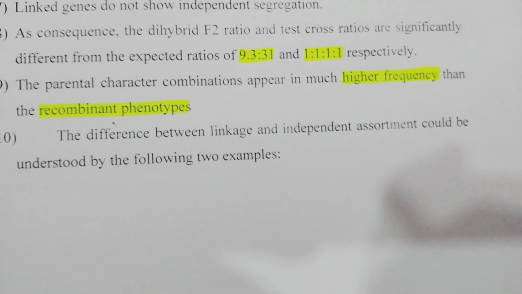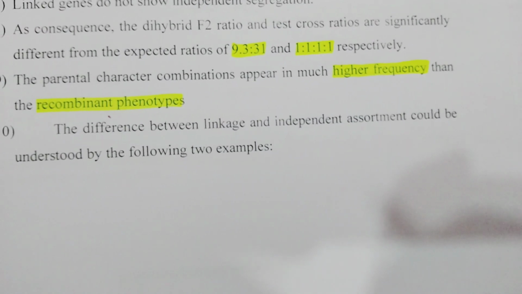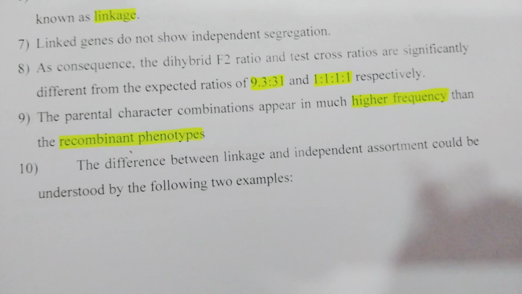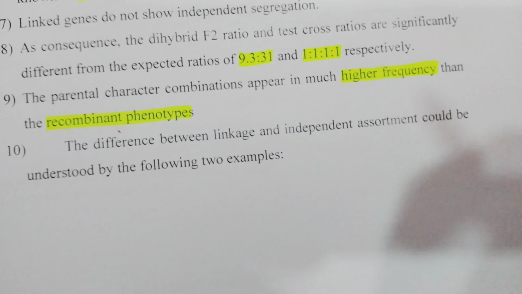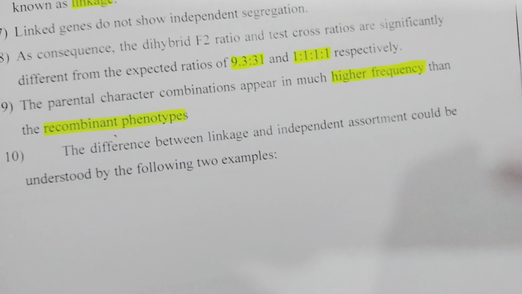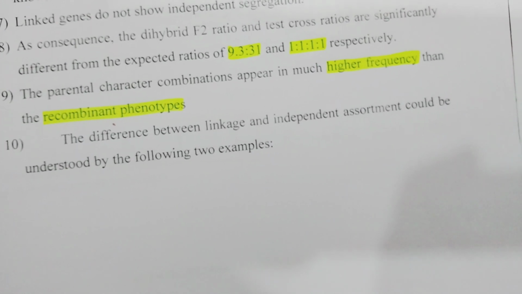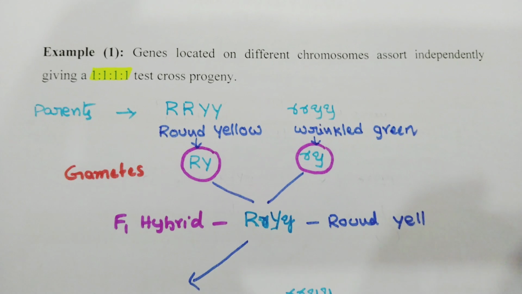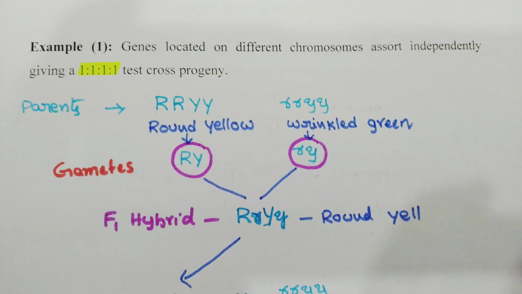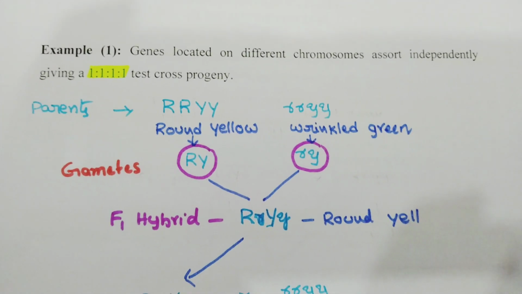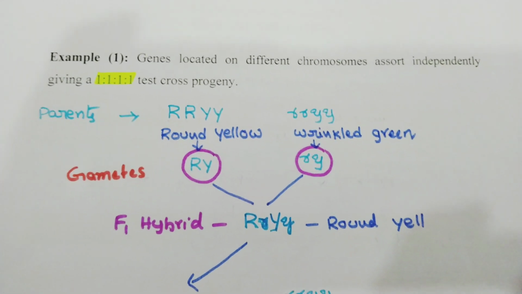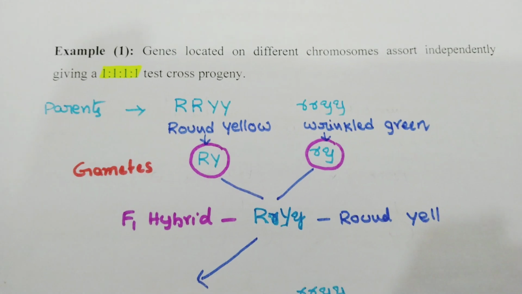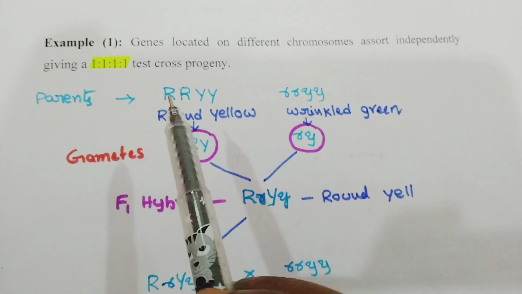The difference between linkage and independent assortment we can understand by two examples. We can know the two phenomena independently. Let's see the examples. First example: genes located on different chromosomes assort independently, giving a 1:1:1:1 ratio.